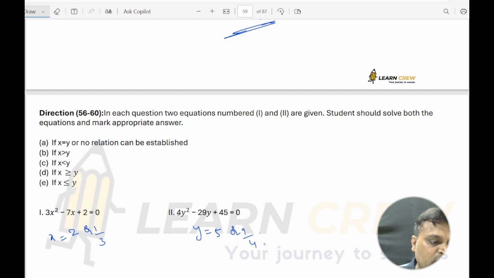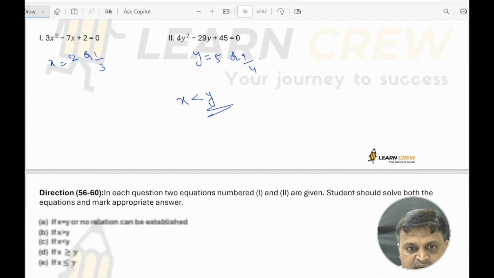So what is the relation now here? Y is 5, x is 2, y is 5. X is 1 by 3, 9 by 4. So x is less than y. X is less than y is the relation. Always y is more than x. So x is less than y is the relation.